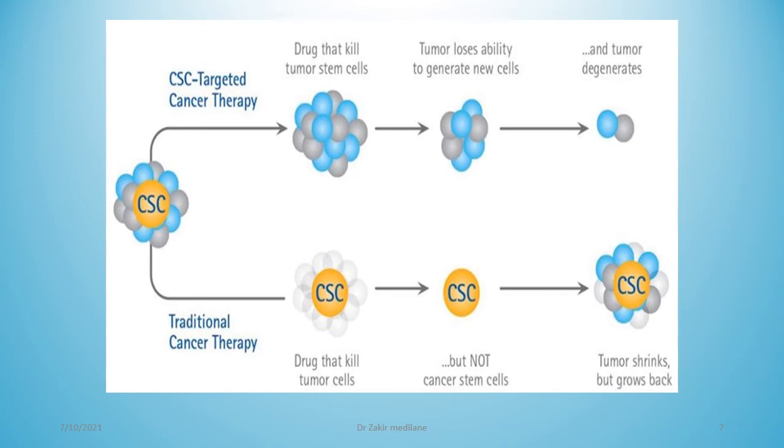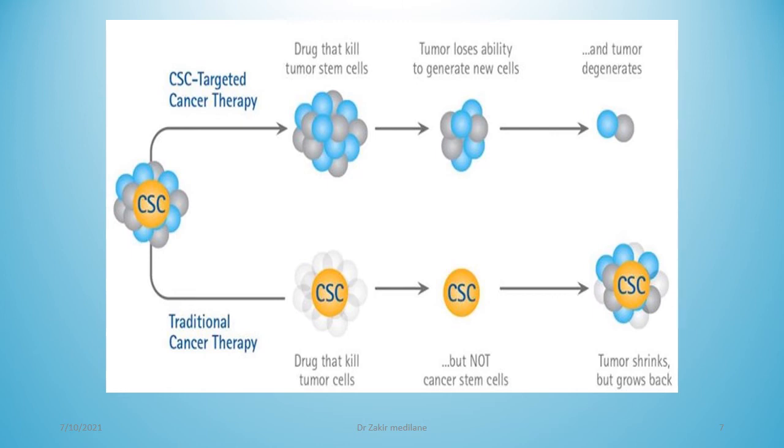First, the targeted cancer therapy: the drug kills the tumor stem cells, and in the next step the tumor loses the ability to generate new cells and the tumor degenerates. Finally, the tumor is degenerated. In the image, the first method for the treatment of cancer is targeted cancer therapy using gold nanoparticles. The drug kills the tumor stem cells, so it does not go for further regeneration. Finally the tumor cells collapse and are totally destroyed.